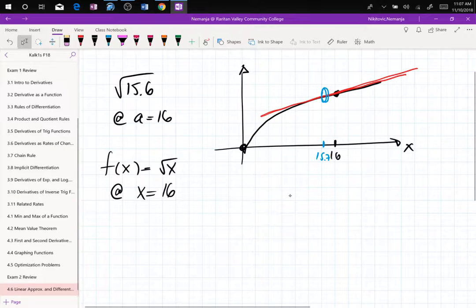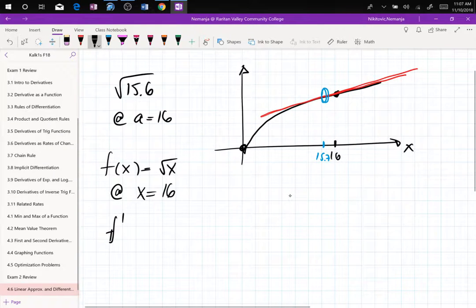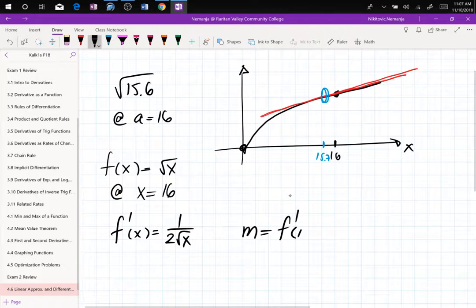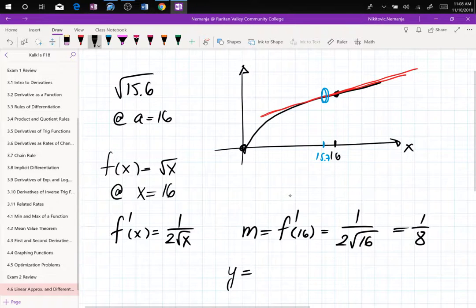We know how to find the tangent line. We find the slope first, which is f prime. f prime of x is 1 over 2 root x. So m is the slope computed at 16, which is 1 over 2 times root 16, which is 1 over 8. The square root of 16 is 4, times 2 is 8. I need my y value. So the y value is f of 16, which is the square root of 16, which is 4.